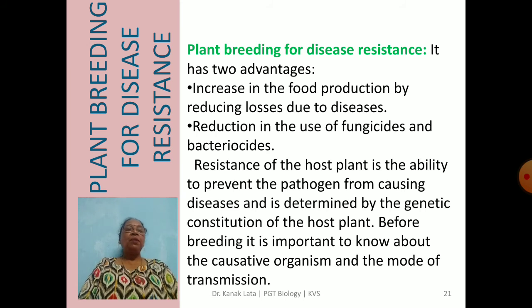Resistance of the host plant is the ability to prevent the pathogen from causing disease and is determined by the genetic constitution of the host plant. So how is it determined by the genetic constitution of the host plant? Before breeding, it is important to know about the causative organism and the mode of transmission.